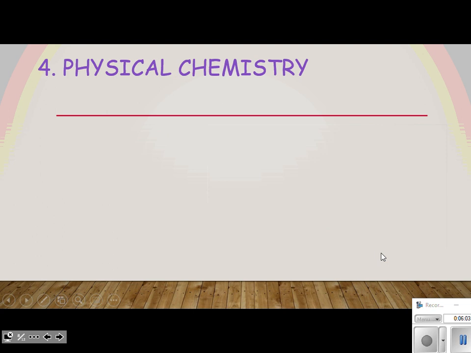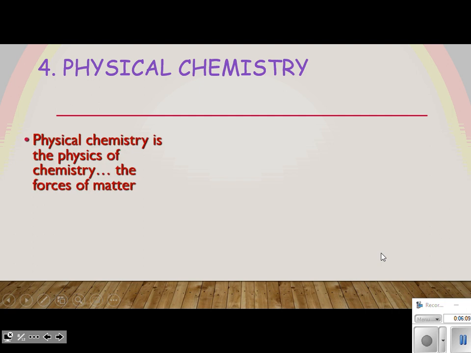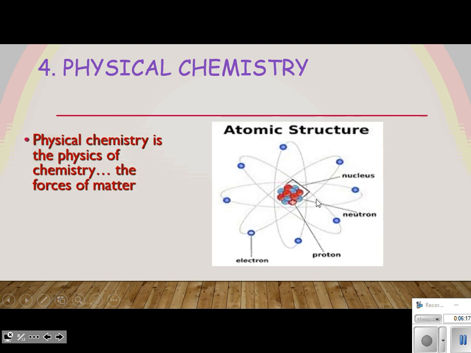Physical chemistry is the fourth one. Physical chemistry is the physics of chemistry, forces and matter. If you look at this diagram here, here is the atomic structure where we have a nucleus with protons and neutrons, and here are electrons orbiting that nucleus. Now, are there forces occurring between positive and negative charges? Absolutely. This would be an example of those forces of matter, the forces of opposites attracting.